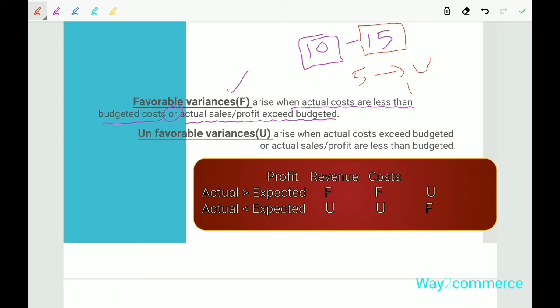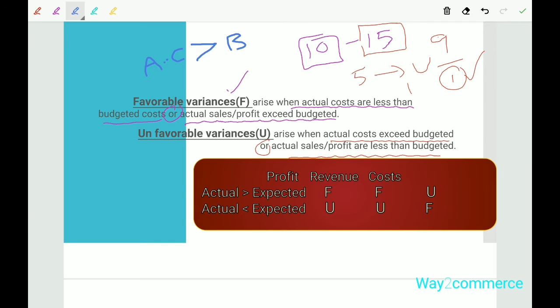If the pen is only 9 rupees, the remaining 1 rupee is the favorable variance. So next, unfavorable variance. Unfavorable variance arises when actual cost exceeds budgeted, or actual sales or profit are less than the budgeted. So when actual cost exceeds budgeted, it is unfavorable variance. That means actual cost is more.